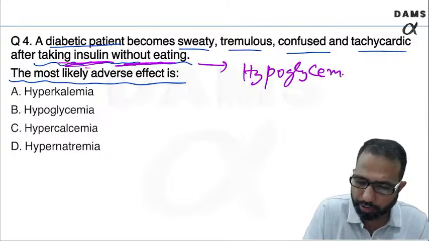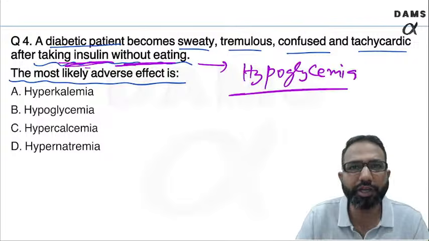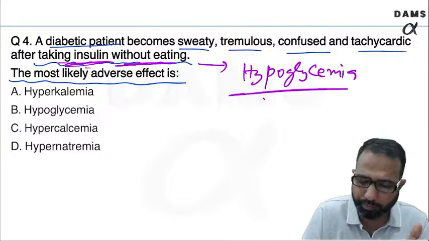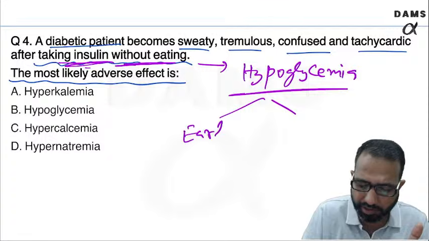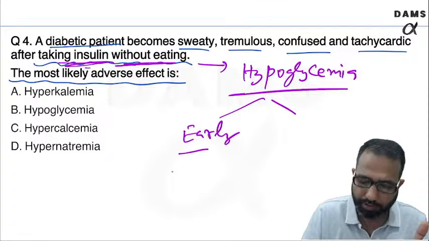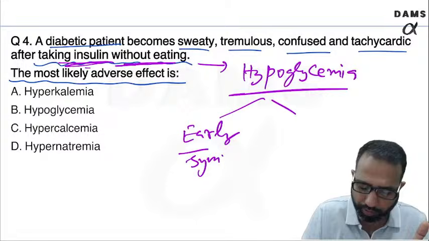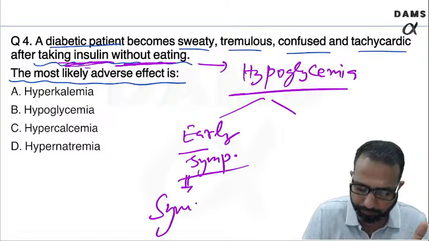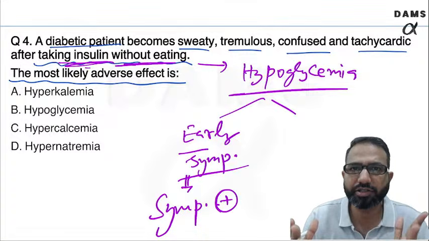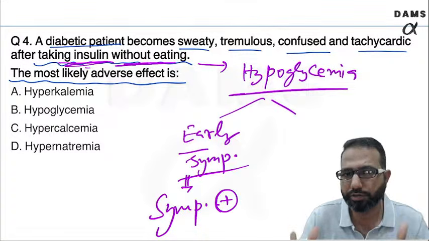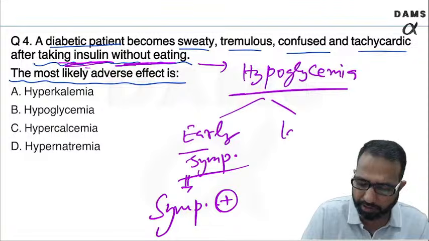And I hope you know, in hypoglycemia we have two types of symptoms: early symptoms of hypoglycemia and then late symptoms of hypoglycemia. The early symptoms of hypoglycemia are due to sympathetic stimulation. So there will be stimulation of sympathetic pathway. So there will be tremors, tachycardia, there will be sweating, and then there will be late symptoms, and these late symptoms are because of the neuroglycopenia.